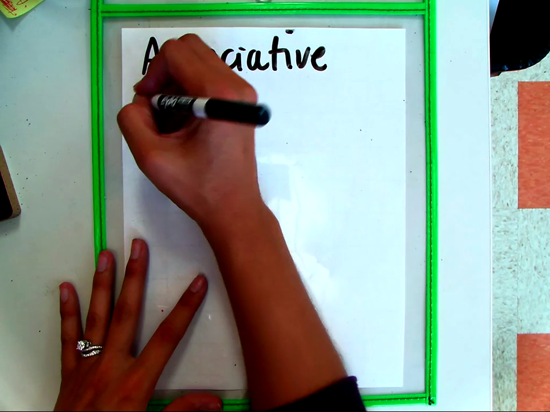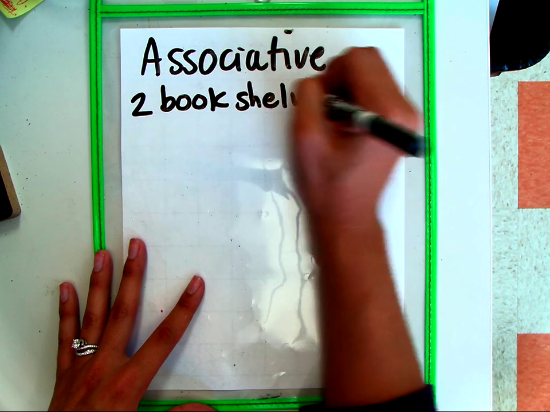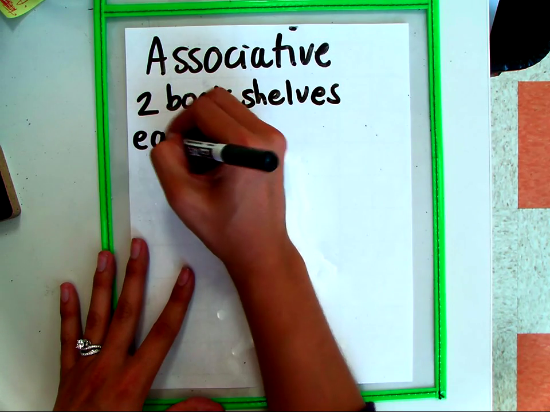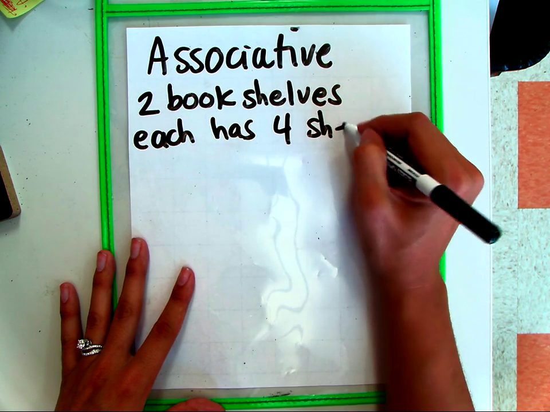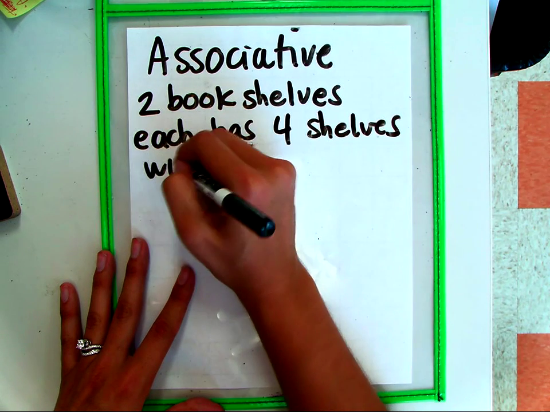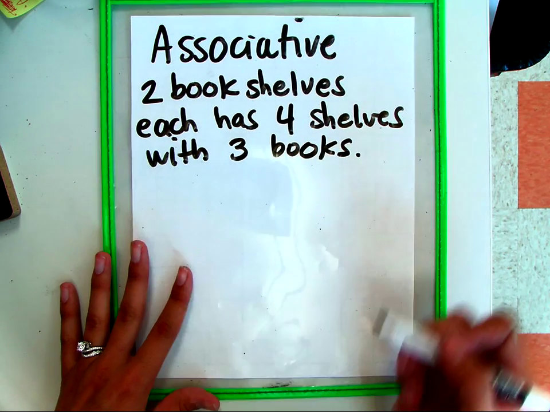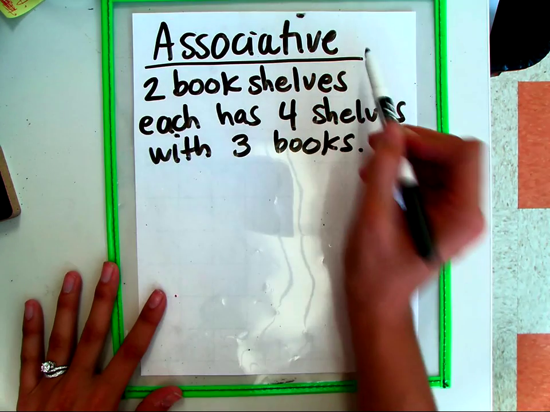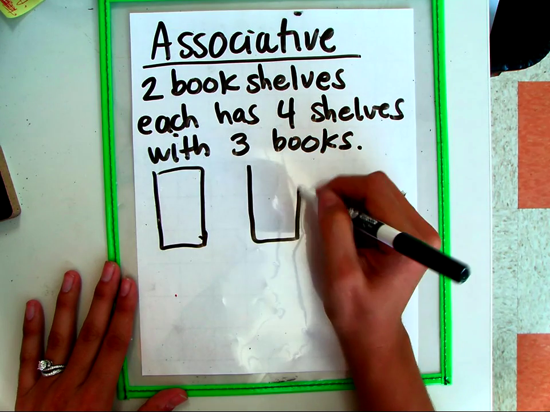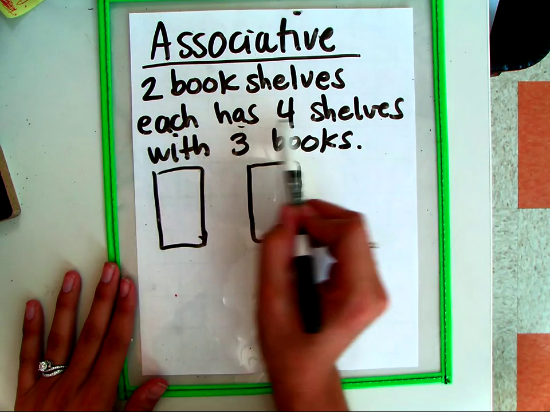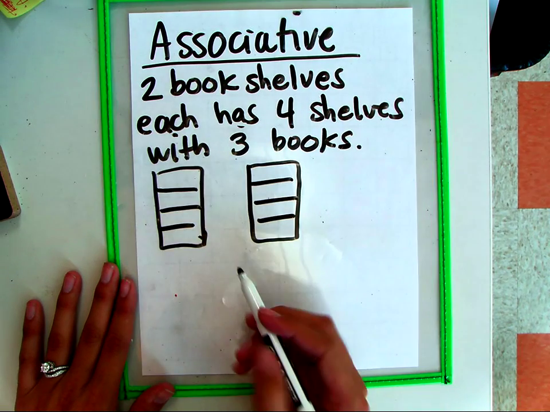So I might say that I have 2 bookshelves. Each bookshelf has 4 shelves with 3 books. If I look at a picture of this, that looks like 2 bookshelves. There's my bookshelf 1, bookshelf 2. Each has 4 shelves, and each one has 3 books.